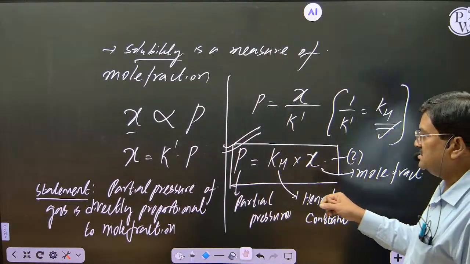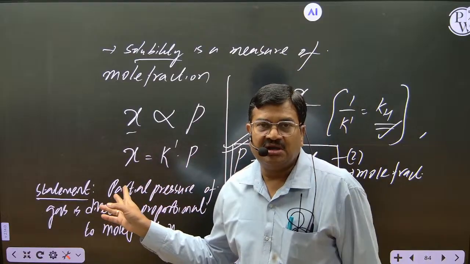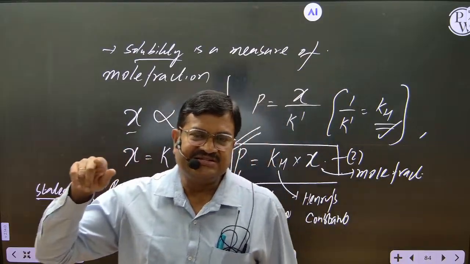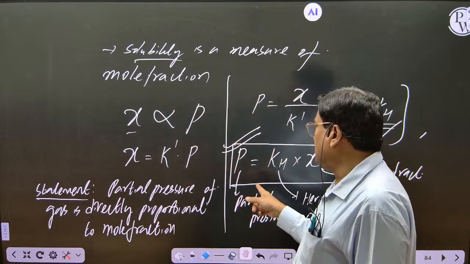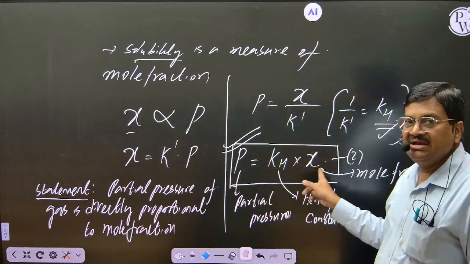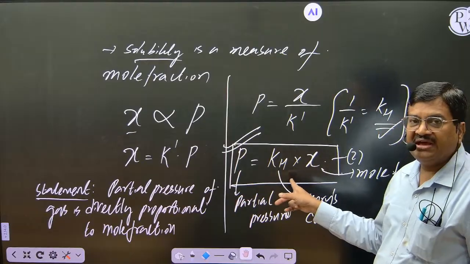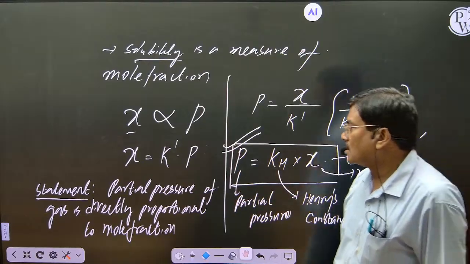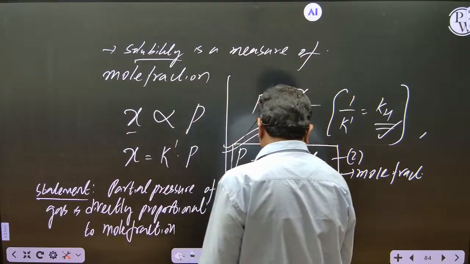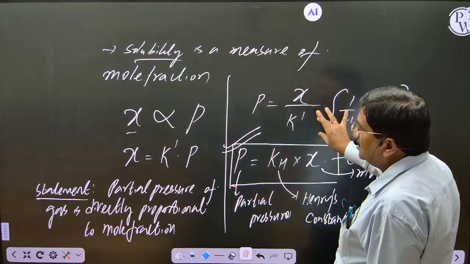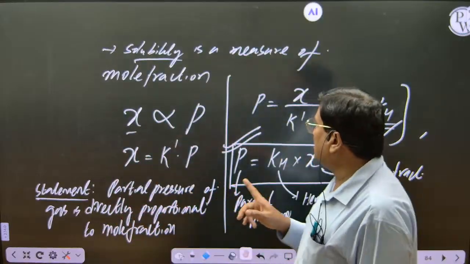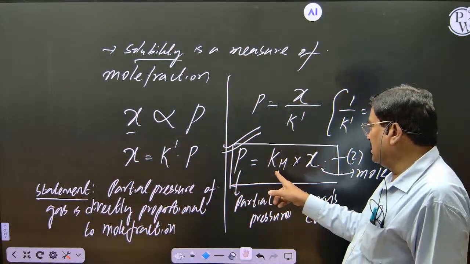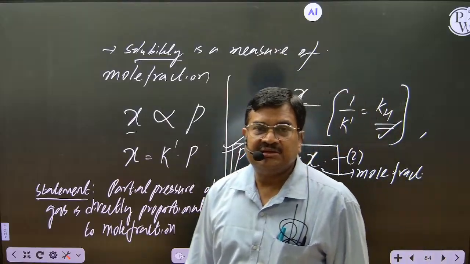Copied, all of you? These two relations, two statements we got. First statement: mass of the gas is directly proportional to partial pressure of the gas. The second statement: the partial pressure of the gas is directly proportional to mole fraction of the gas. Copied them, all of you? Is it clear for all? Simple, no? Now let us see the next heading, units of Kh.